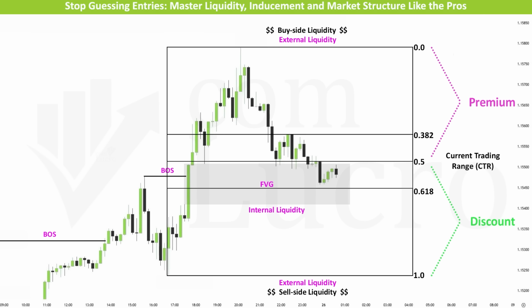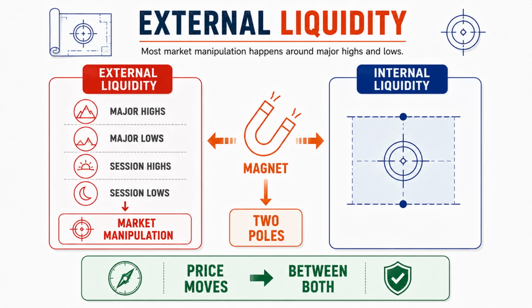These are the zones smart money exploits to manipulate price. The high and low of your trading range are the most critical external liquidity levels to monitor. The reason is simple. They represent the nearest pools of external liquidity relative to the current price, and price is far more likely to seek one of these levels first before any other objective. Remember this: most market manipulation takes place around external liquidity, particularly near major session highs and lows.